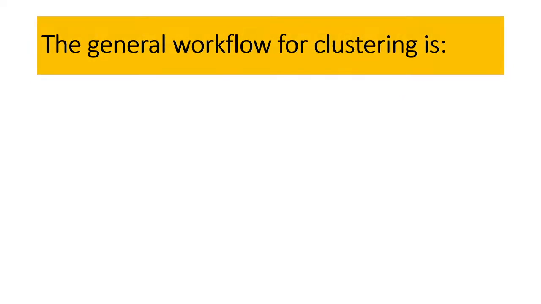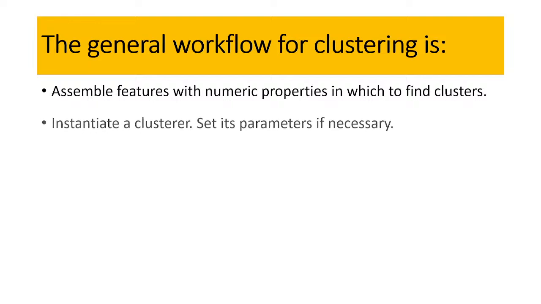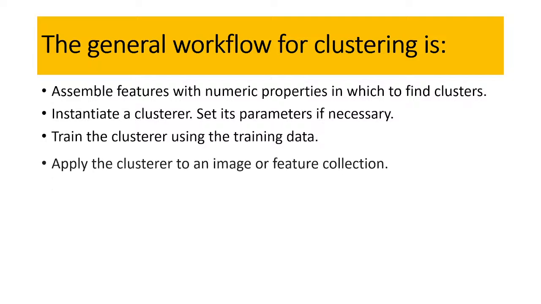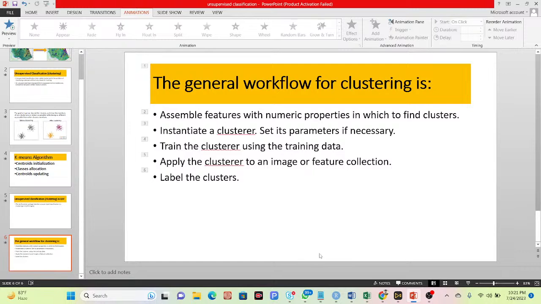So what is the general workflow for clustering? First of all, assemble features with numeric properties in which to find the clusters. After that, instantiate a clusterer, set its parameters if necessary, then train the clusterer using the training data, apply the clusterer to an image or a feature collection, and label the feature clusters. Okay, so now let's go to the practical example on the Google Earth Engine platform, how we can easily apply k-means clustering and then apply the unsupervised classification. So let's go.